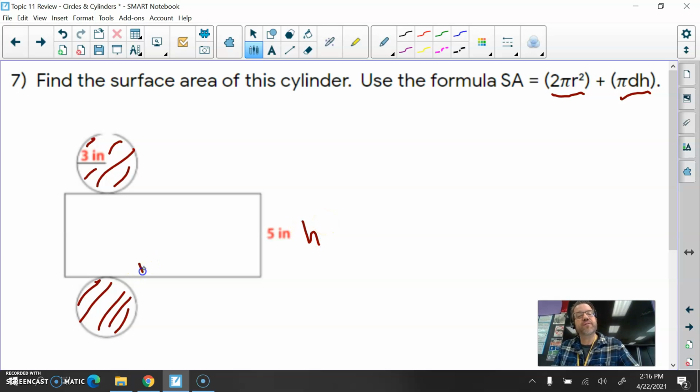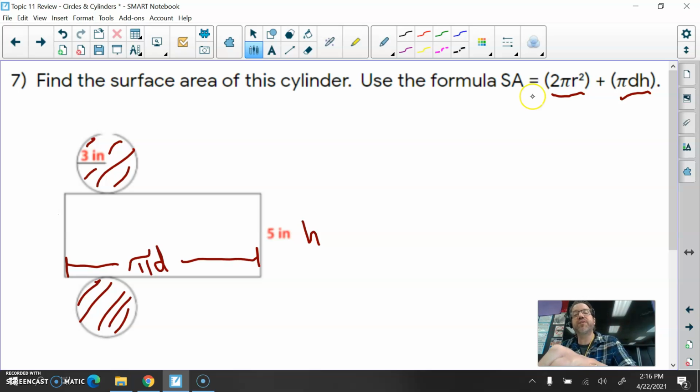Pi d, the circumference of this circle, also happens to be the length of this rectangle here, which is the lateral surface of that cylinder. See, this is just a net of a cylinder. If you were to take the two bases, which are circles, and then the lateral surface, cut down the seam and open it up, it's in the shape of a rectangle.